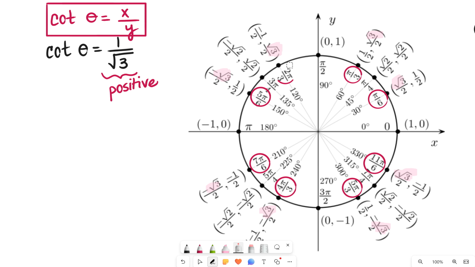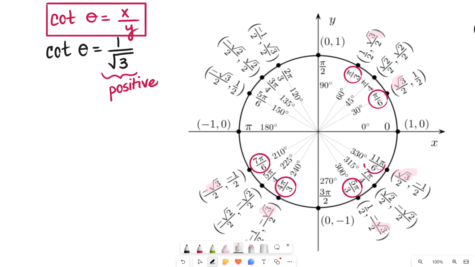So I'm going to erase these answer choices as possible ones. How about the third quadrant? Well, we have a negative and a negative, a negative and a negative. So if I did the x over the y, negative divided by negative, I would get a positive.